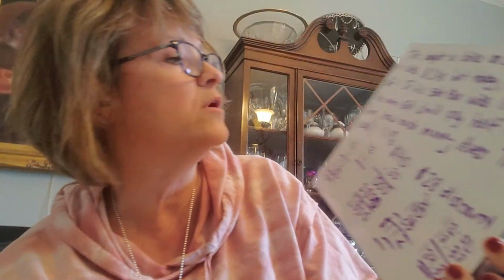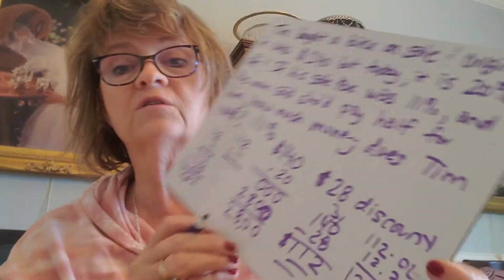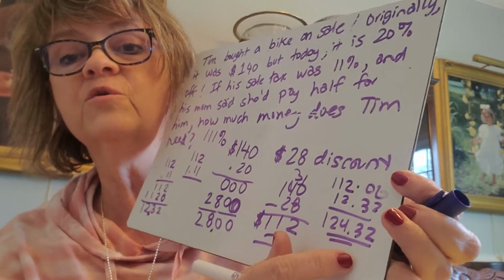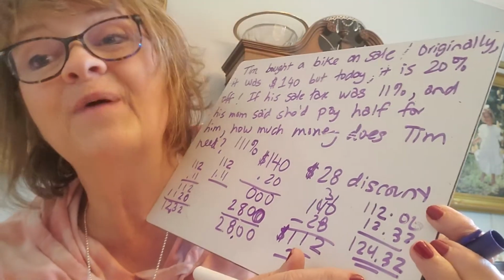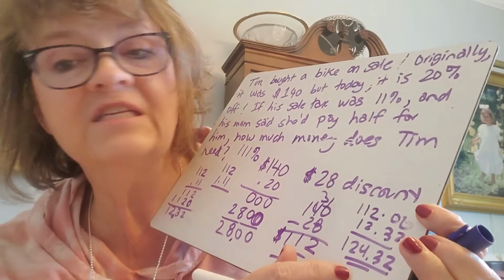So I'm going to go read the question. It says, Tim bought a bike on sale. Originally it was $104, but today it's 20% off. If his sales tax was 11% and his mom said she'd pay half for him, how much money does Tim need? So this was the total cost of the bike, the $124.32. His mom's paying half, he's paying the other half. So you simply need to divide that by 2.